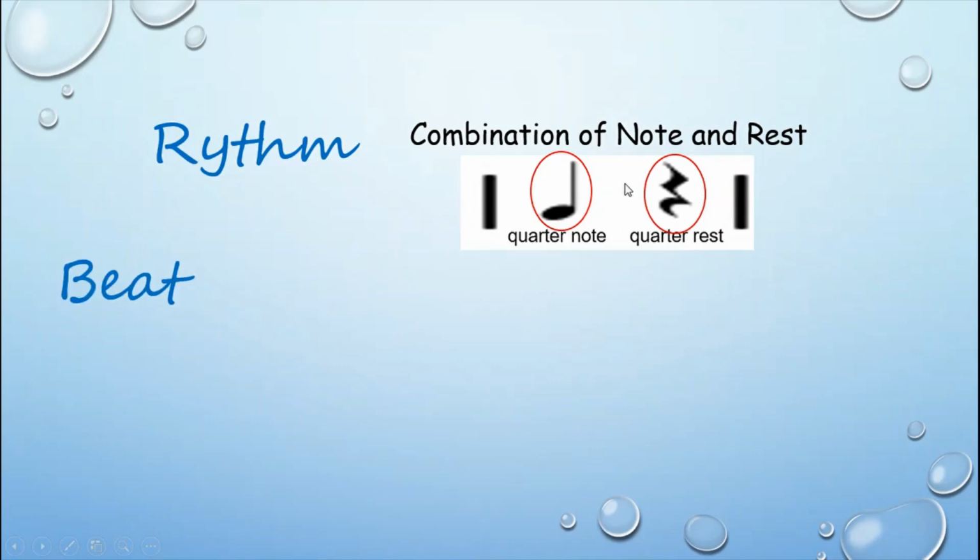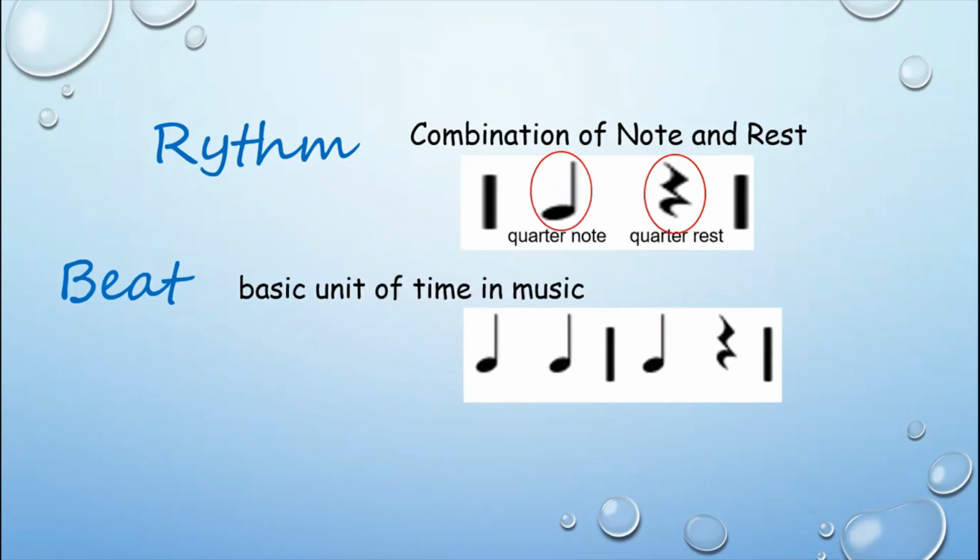Very good. Next, we have beat. When we say beat, it is the basic unit of time in music. Those are the 1, 2, 3, 1, 2, and 1, 2, 3, 4. Those are the basic units of time. For example, we have here a quarter note, quarter note, and a quarter rest. So the beat here is 1, 2, 1, 2. What is the beat here? It's 1, 2, 1, 2. Therefore, the beat is the counting or the numbers or the unit of time in music.